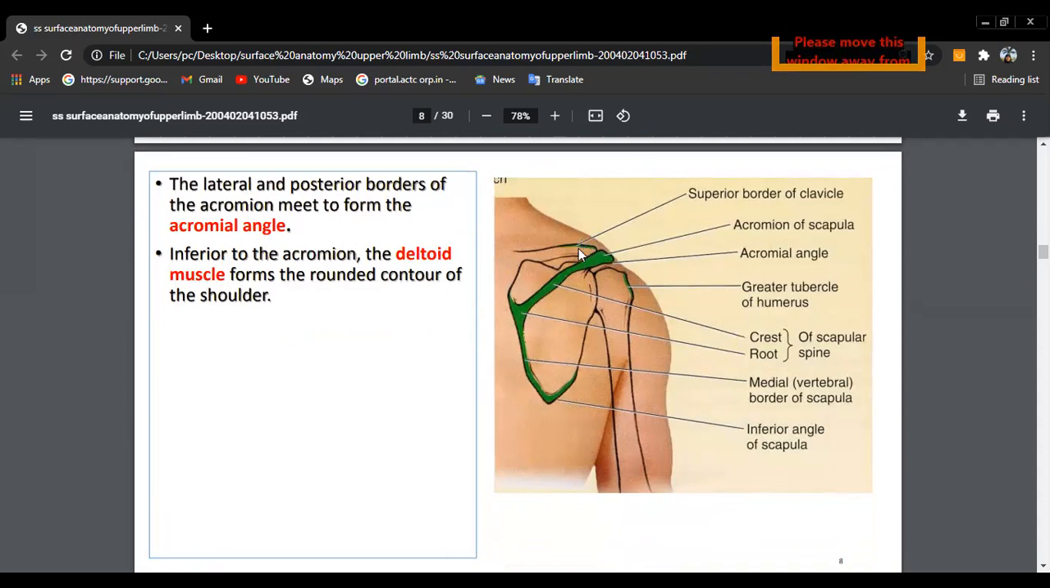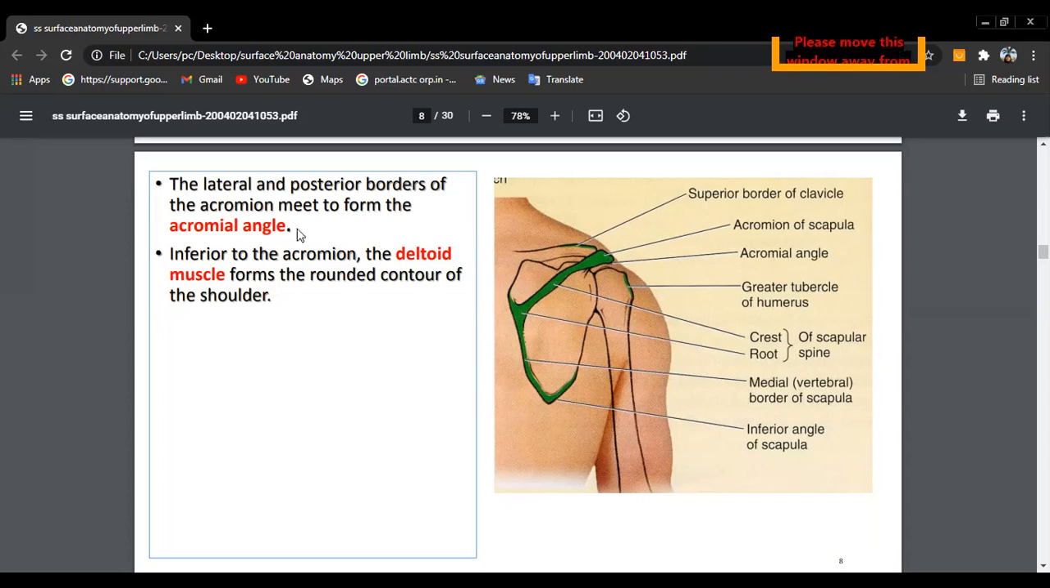So this is the acromial end of the clavicle, and the junction between the acromial end of the clavicle and the acromion process, you call it the acromioclavicular joint. You are finding the upper end of the humerus and the shaft of the humerus. Now let us see what are the bony landmarks which you can palpate on your friend or your sibling.